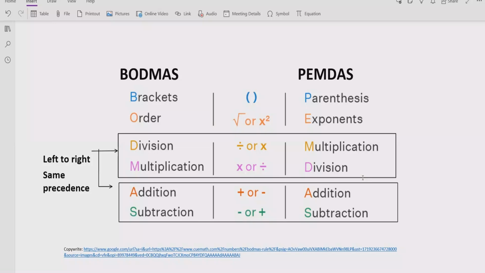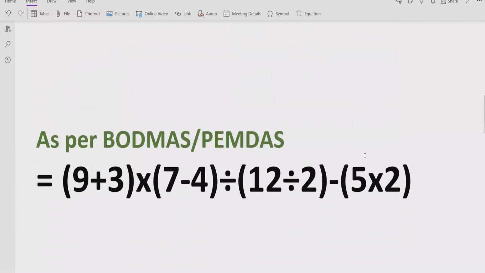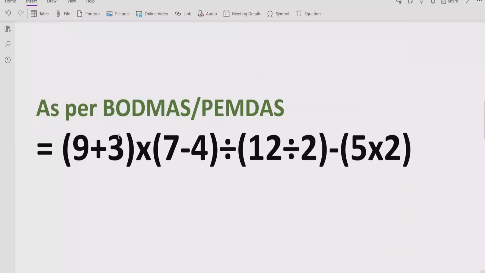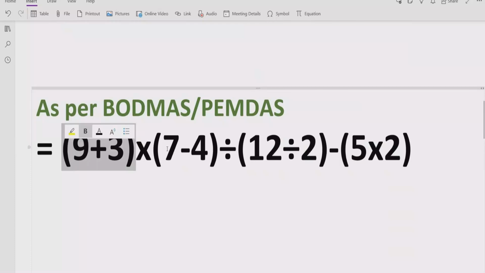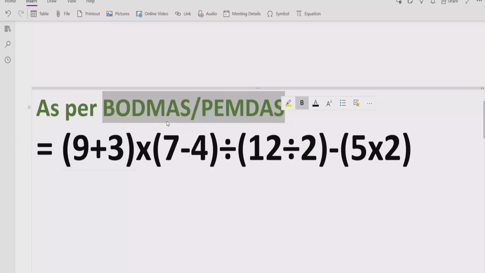And if the multiplication part is coming first, you have to solve the multiplication part. Similarly, for addition and subtraction, we have the same rule. We can solve addition first if it is coming first, and we can solve subtraction first if it is coming first. Now, let's move towards solving the given expression. As you can see in our expression, we have four brackets: number 1, number 2, number 3, number 4. So according to the rules, we have to solve the brackets first. First, we have to solve the first bracket.